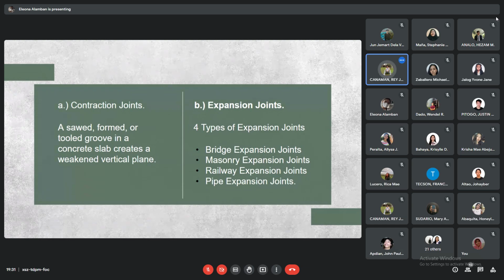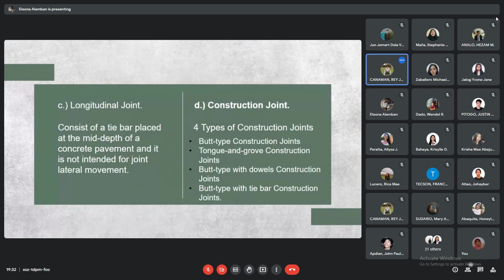So this is to prevent cracks due to temperature changes. Expansion joints are normally located between sections of bridges, railroad slabs, and piping systems. Also, expansion joints are expressed as control joints. There are also four types of expansion joints, which are the bridge, masonry, railway, and pipe system expansion joints. So next slide please.